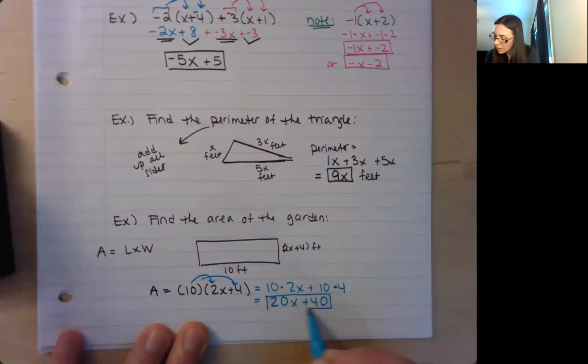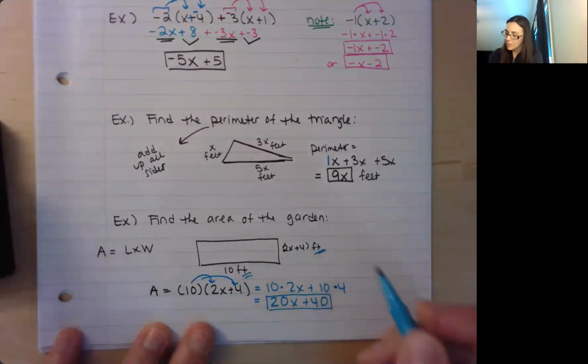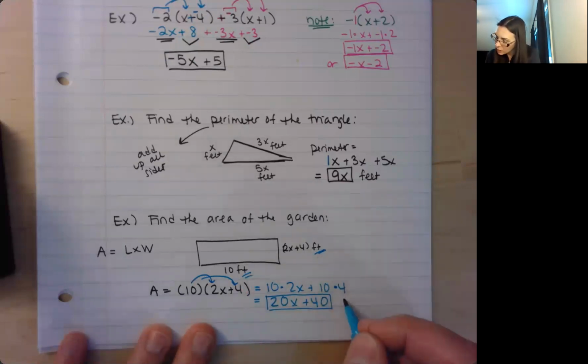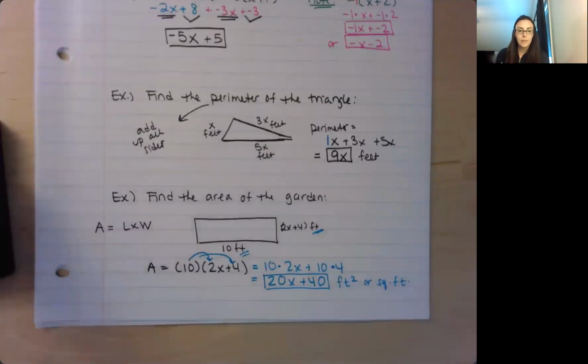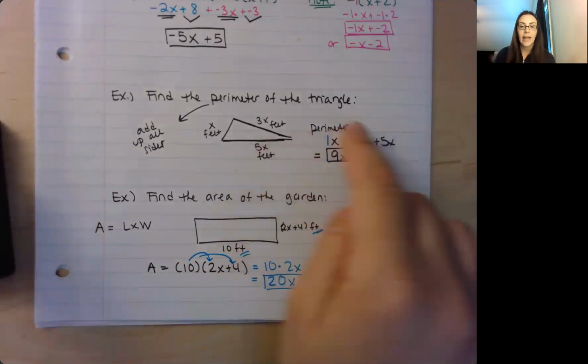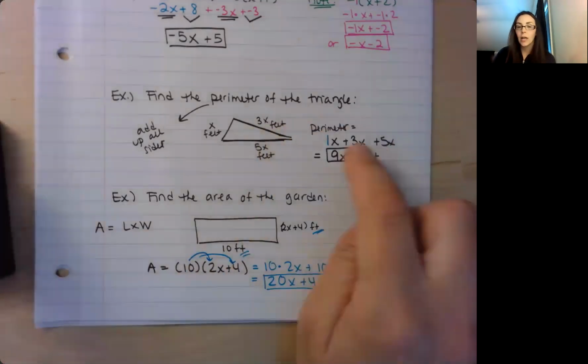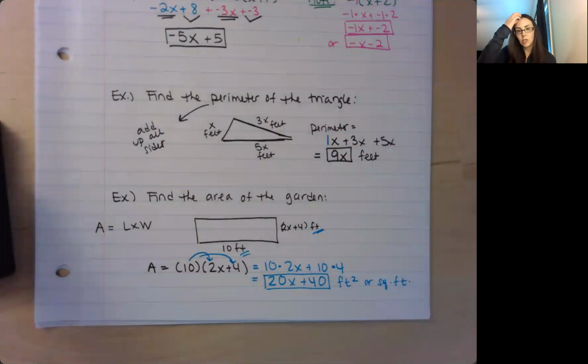But do keep in mind here, you have feet and feet. So when you multiply feet times feet, you get feet squared, or you can write that as square feet. So remember, when we're multiplying, I don't need like terms. I can multiply pretty much whatever I want. But when I am adding or subtracting, I do have to be careful that I have like terms here and that you're not changing the variables or changing the units.